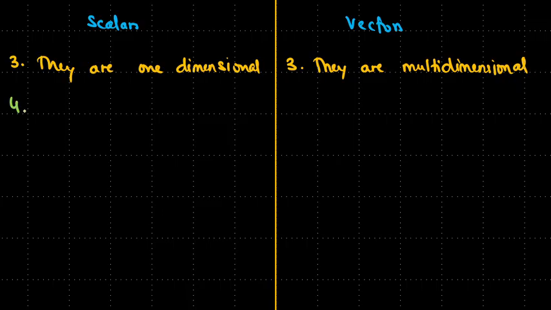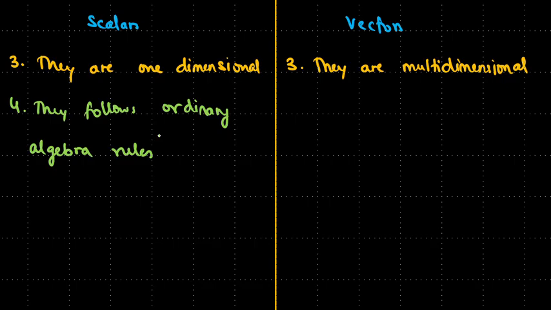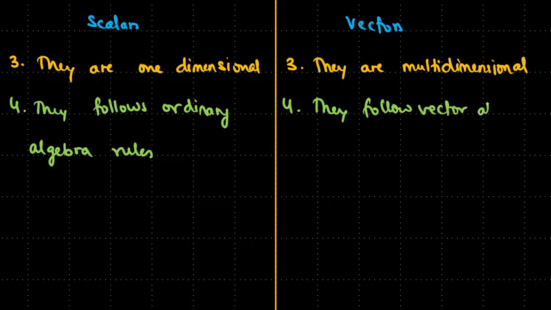Okay, another one, the fourth one is that scalars follow ordinary algebra rules, which just states, like if you add 20 plus 10, it will always be 30. But if you talk about vectors, they follow vector algebra rules.